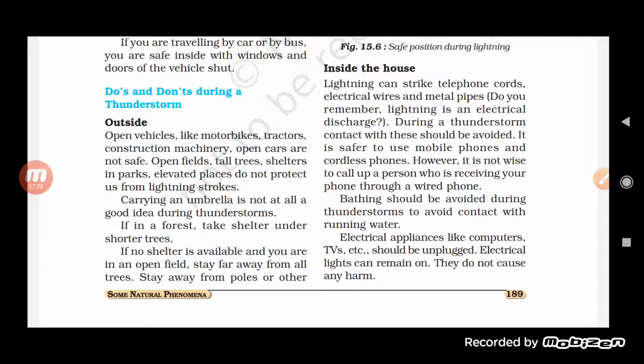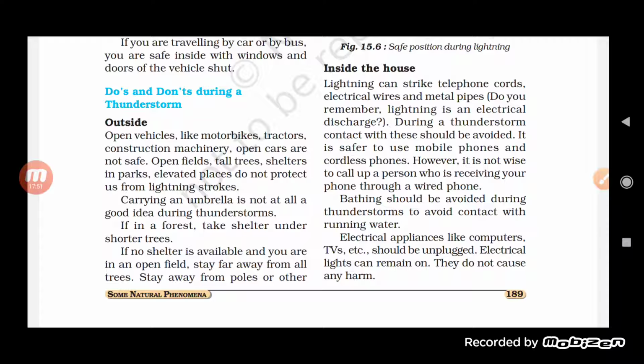Bathing should be avoided during the thunderstorm, to avoid contact with running water. We know that running water is a very good conductor of electricity, so if we take a bath in it, there is a chance that electricity will flow through this water, and ultimately the effect of the lightning can be seen.